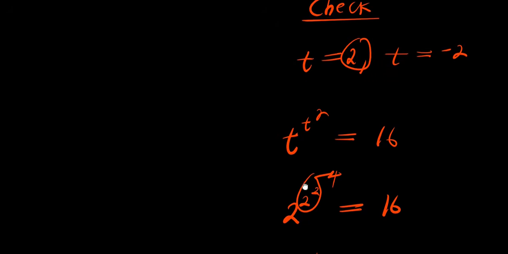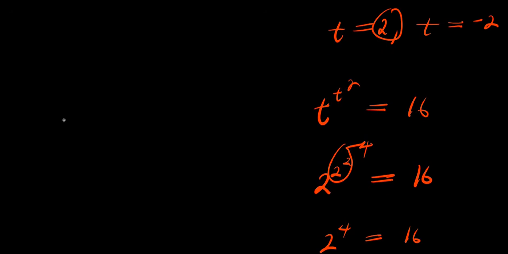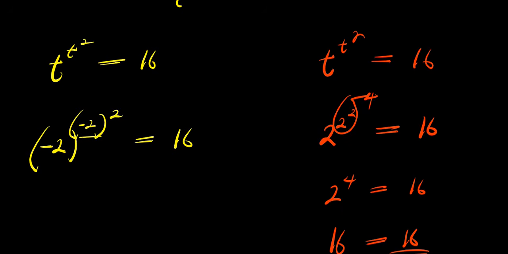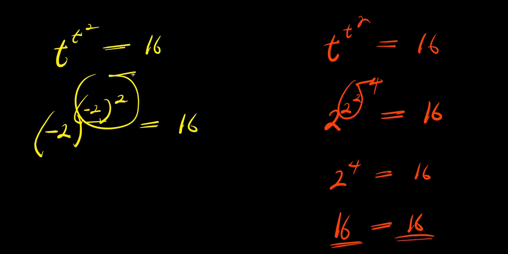Alright, let's also consider when t equals negative 2. I'll have t power t power 2 equals 16. And t equals negative 2. That is negative 2 power negative 2 power 2 equals 16. Now, negative 2 to the power of 2 means negative 2 times negative 2, and that is positive 4. So this will give us 4. And I have negative 2 to the power of 4 equals 16.